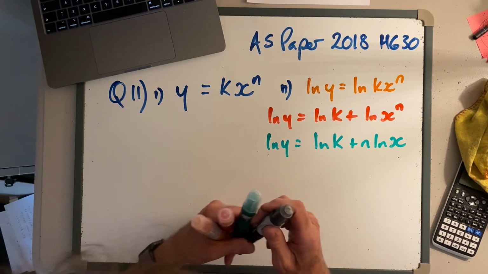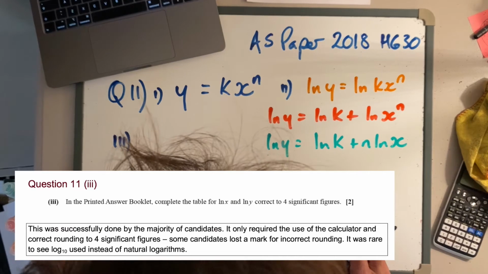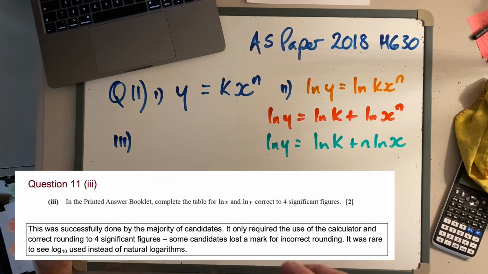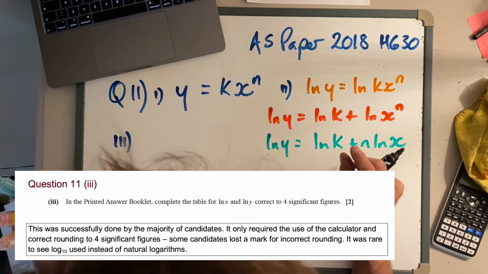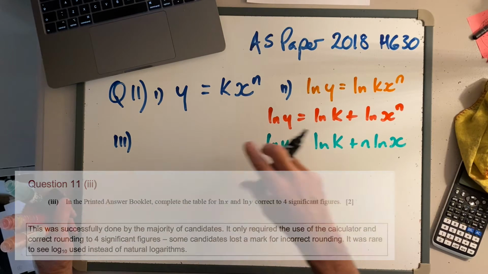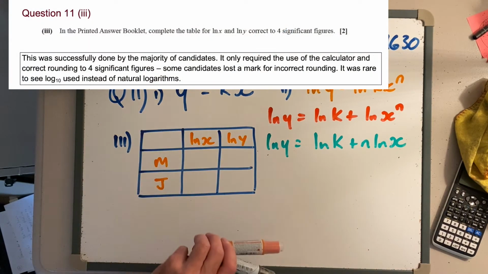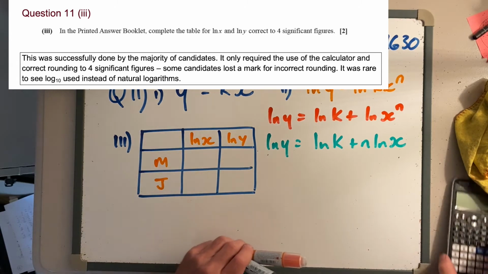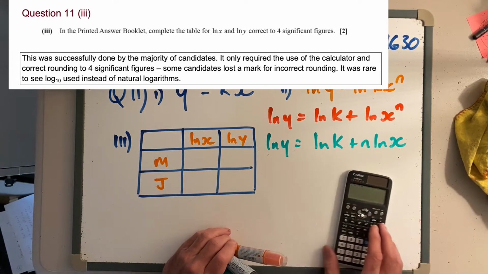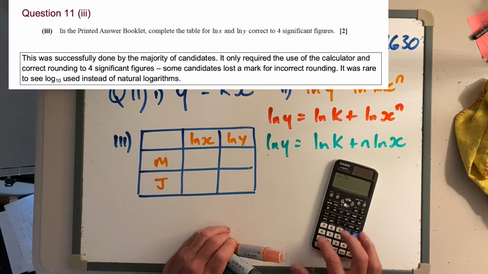Happy days. What about section 3? It says section 3, in the printed answer booklet, complete the table. I don't have a printed answer book. So what am I going to do? Complete the table. Right, okay, I'm going to just sketch this here quickly and then come back to you. Right, I think this is what the question is, like this.